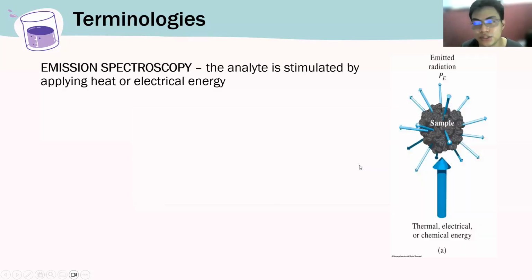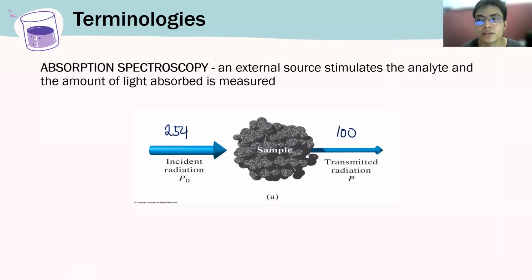Ano pinagkaiba niyan sa emission? Sa emission, bibigyan mo lang ng energy yung atom, siya na yung mag-glow. Siya na yung source of light. However, for absorption spectroscopy, there's an external light. May ilaw sa labas. And your sample will absorb that light. Okay, and then onti lang yung tatagos. Kukunin niya lang yung energy doon. So maraming light. After it passes through the sample, onti na lang yung light. So yun yung absorption spectroscopy. Well, you can also do quantitative analysis here.